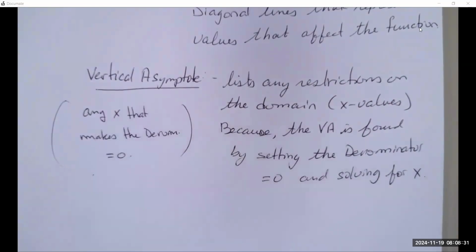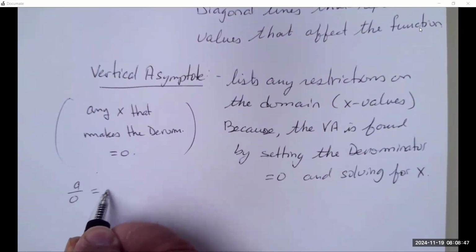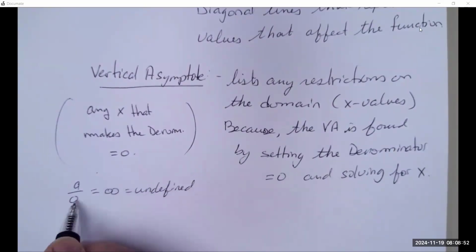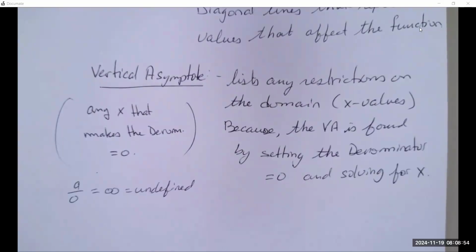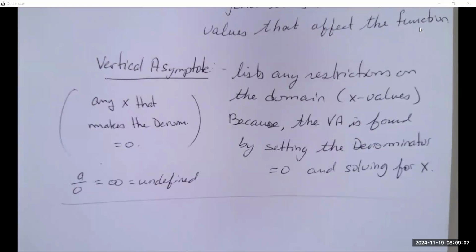So the vertical asymptotes are any x values that make the bottom equal 0. Why is that a bad thing? Anything divided by 0 is equal to infinity or undefined. How many times does 0 go into a number? Infinite. So that's why we say it's undefined, because infinity is not defined. Okay, so that's how you find the vertical asymptote. That's what we did last class.